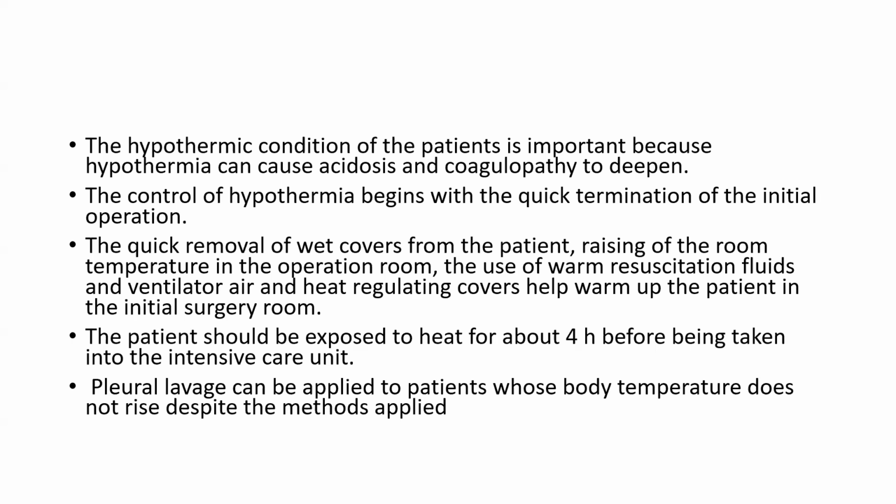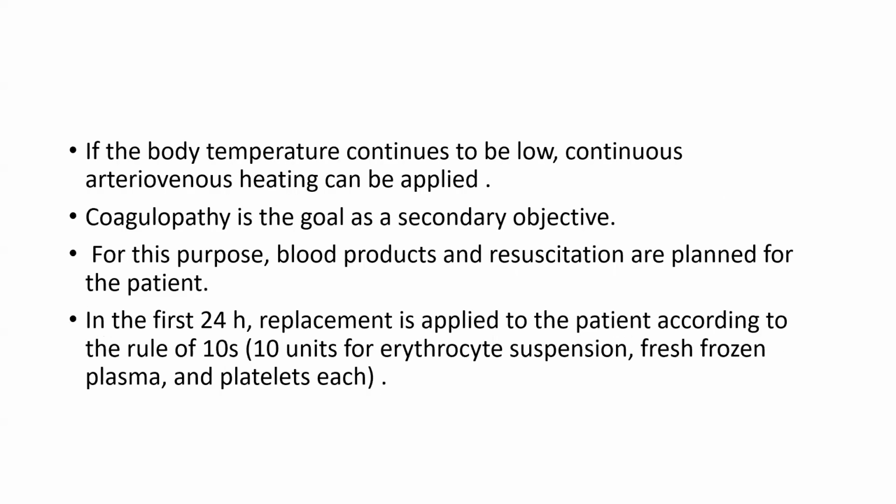The control of hypothermia begins with the quick termination of the initial operation. The quick removal of the wet covers from the patient, raising of the room temperature in the operating room, the use of warm resuscitation fluid and ventilator air, and heat regulating covers may warm the patient up in the initial surgery room. The patient should be exposed to heat for about 4 hours before being taken into the intensive care unit. Pleural lavage can be applied to the patient whose body temperature does not rise despite the methods applied. If body temperature continues to be low, continuous AV rewarming can be applied.